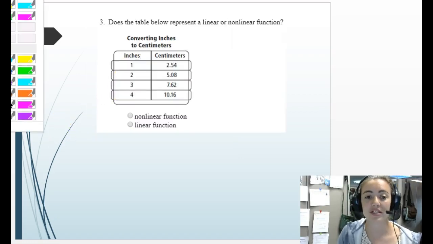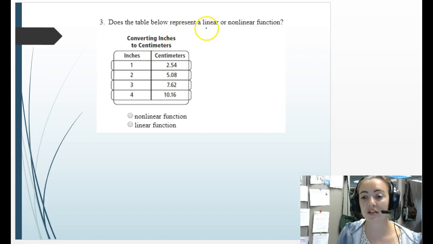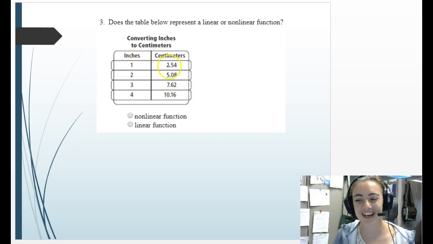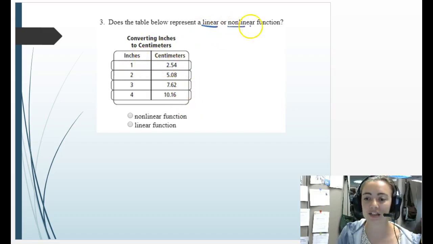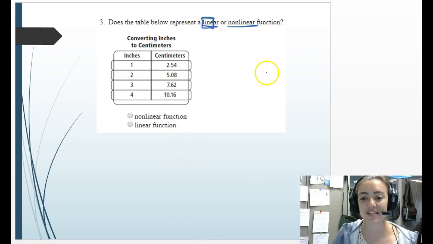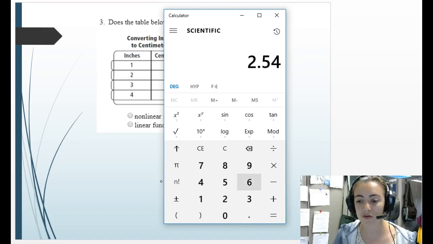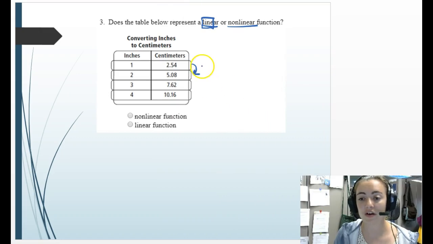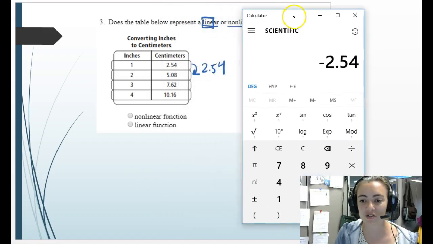For question 3, it says, does the table below represent a linear or nonlinear function? So you're already kind of assuming it's a function, unique output for every input, but is it linear or nonlinear? So for linear, I always see that word line inside it, so it makes a line, so it's consistent. Let's see if it's consistent here. So from 2.54 to 5.08, what is that? So 5.08 minus 2.54 is 2.54. That's interesting. All right, what about the next part? I'm going to slide it over so I can actually look.